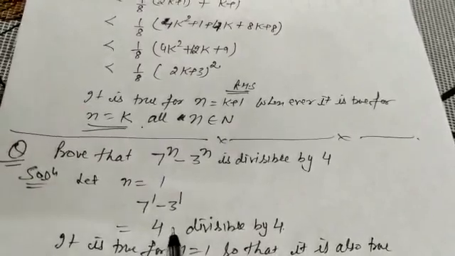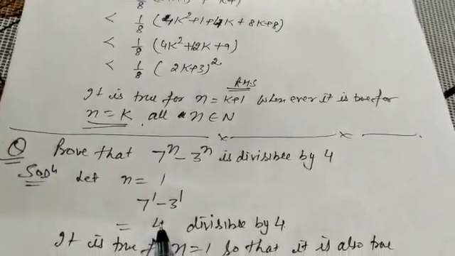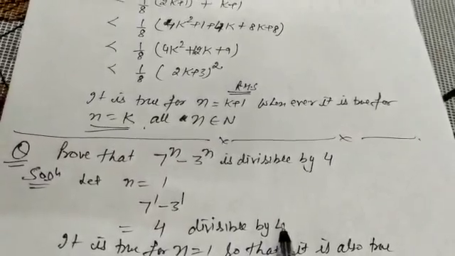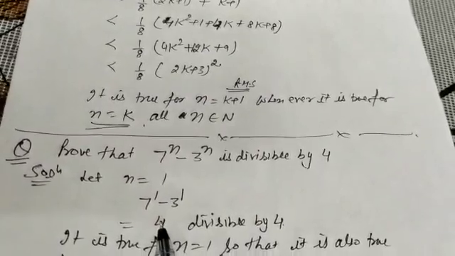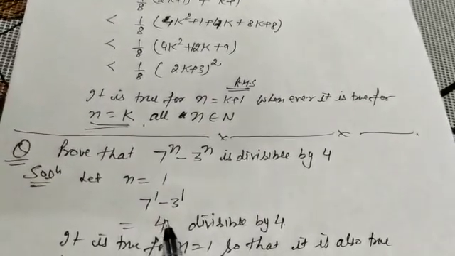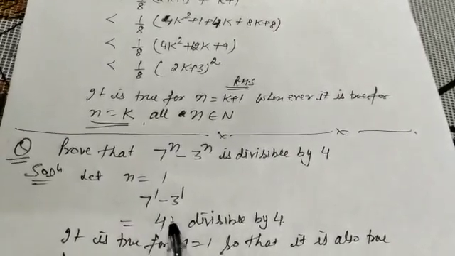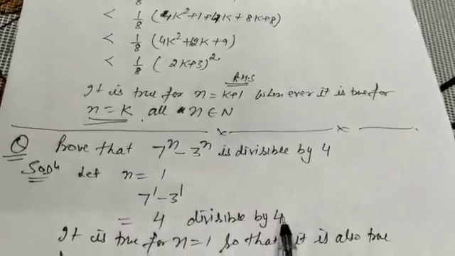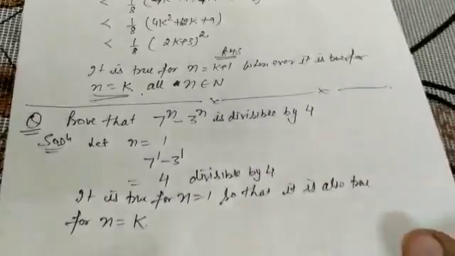It is not necessary that you always get the number 4. It is a multiple of the number with which it is divisible. For example, if it comes out to be 12, then definitely it is divisible by 4. Maybe 16, maybe 20, maybe 24. Any number can appear, but it should be divisible by this number. Now same step, n equals 1, it is true for n equals 1, then it is also true for n equals k.